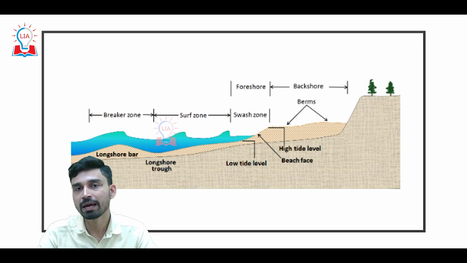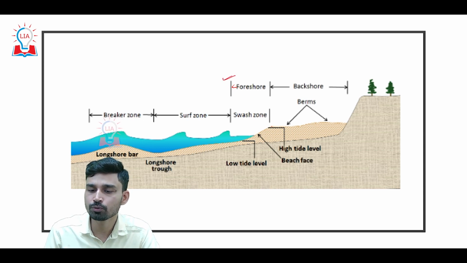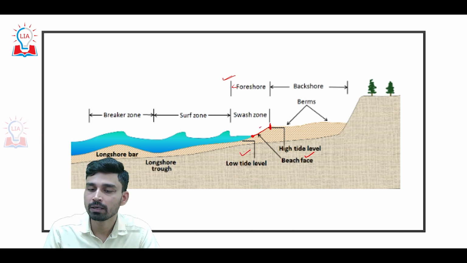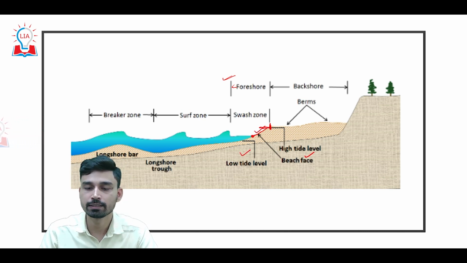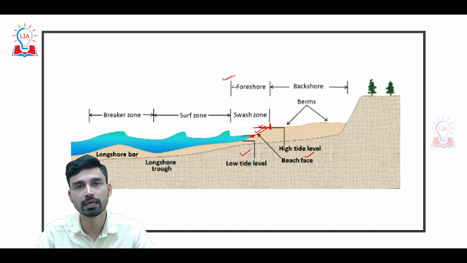Now some important terms we have to keep in mind that we see in the beach area. First we have foreshore. So foreshore refers to that part of the coastal region which gets inundated during the high tide level. That means it represents that zone which is free of water during the low tide but gets submerged during the high tide. So this also represents the difference between the high tide level and the low tide level.